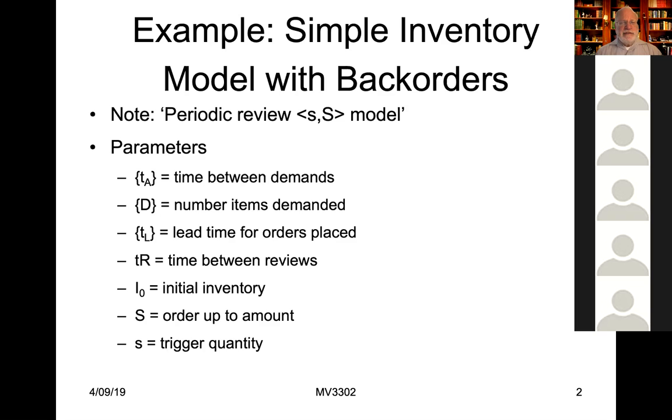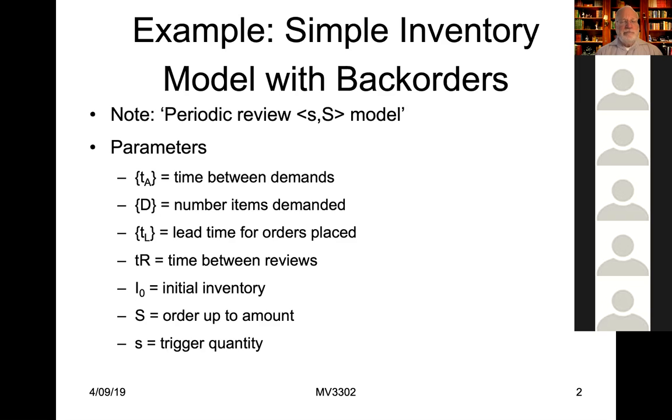The next parameter is a sequence of lead times for the orders placed. In other words, when the facility runs, the review happens, and you notice that the net inventory is below this trigger point, that is the small s value, then you place an order. And the order that you place would be one that would put your net inventory up to the big S, the order-up-to amount. But then when you place that order, the lead time is the time between when you place that order and when the order arrives.